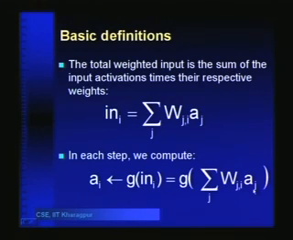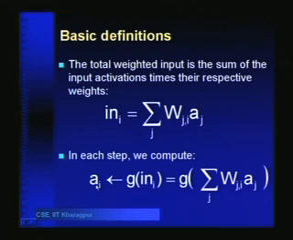Is this clear? Now, this function can be of different types. It can be a threshold function, which says that AI will be 1 if the total input exceeds some value. If the total input is more than 0.7, then AI will become 1. If the total input is less than 0.7, then AI will become 0. So, we could have something like that, and so on.